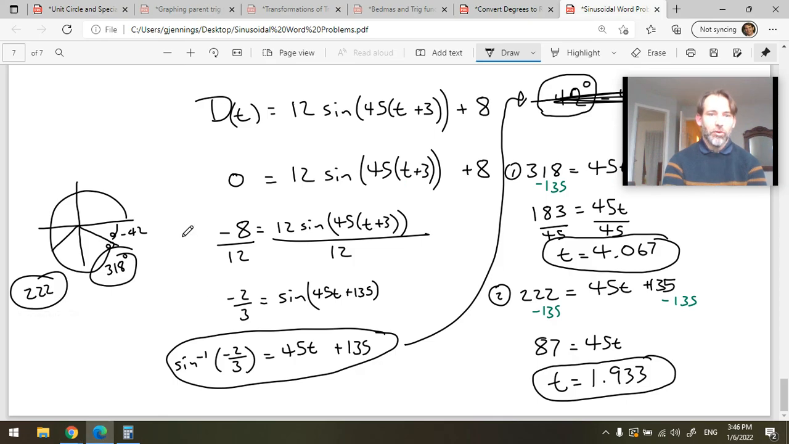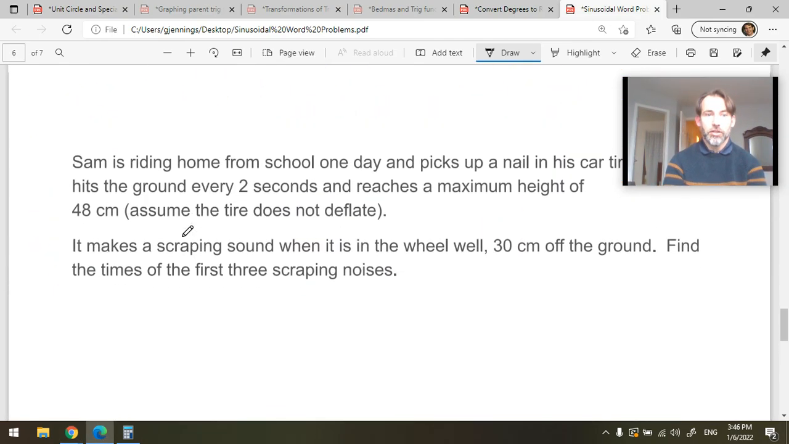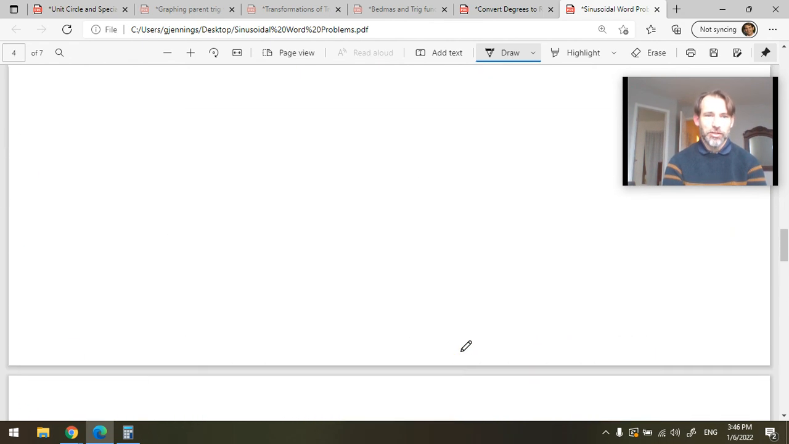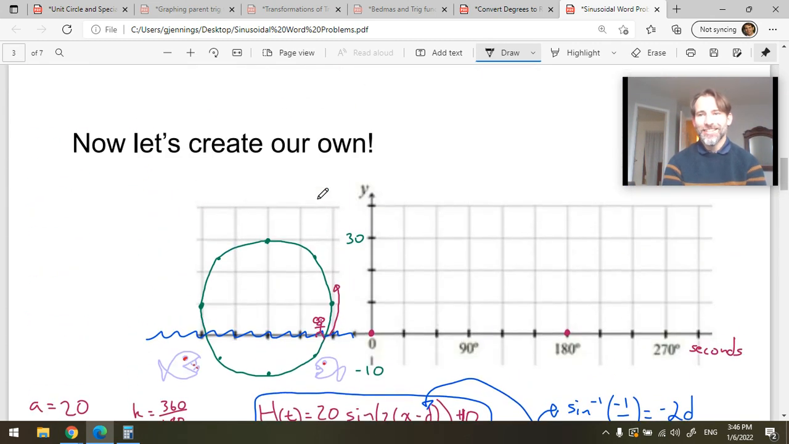All right, everybody. We went from some challenging questions to some very challenging questions. There's another one here. Sam is riding home from school one day and picks up a nail in his car tire. The nail makes a grating sound whenever it's in the wheel well 30 centimeters off the ground. It's a very similar question to the Ferris wheel question. We answered that one exhaustively, so I'm not going to do it. I have done enough practice. If you want to see more, ask me in the meet.